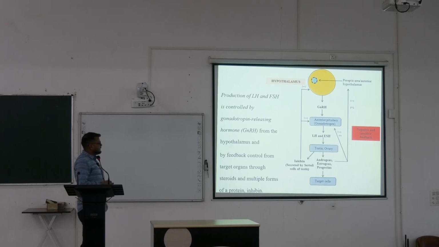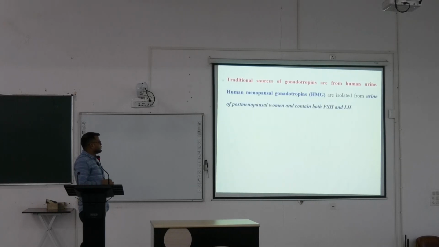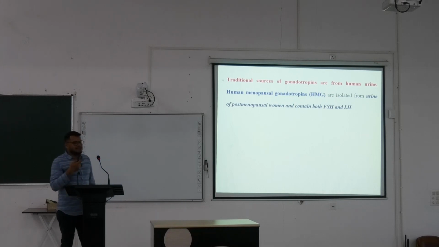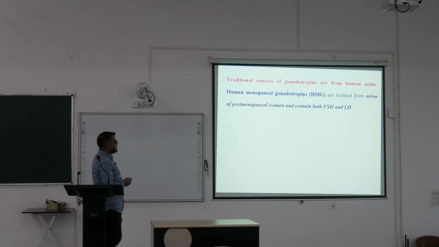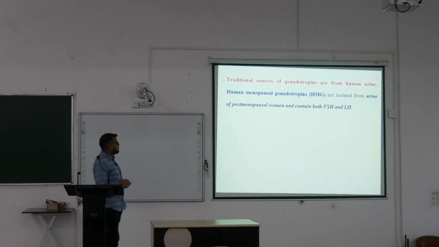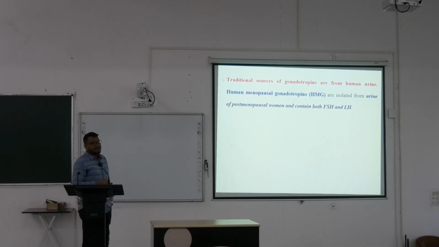So, that is the hypothalamus causing release of gonadotropin releasing hormone that is stimulating the gonadotropic cells of anterior pituitary, that is causing release of LH and FSH, that is acting on the testis, and it causes negative feedback mechanism. So, traditional sources of gonadotropins are from human urine. From urine of menopausal women we collect the FSH and LH. Human menopausal gonadotropin, that is called HMG, is isolated from urine of postmenopausal women and contains both FSH and LH.